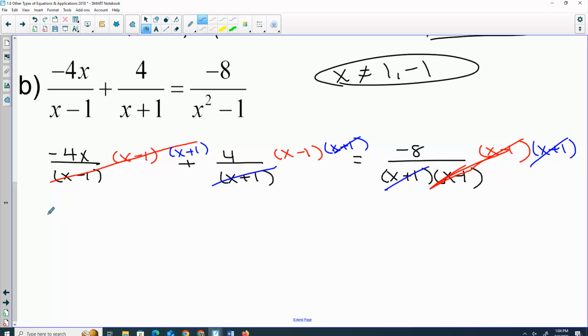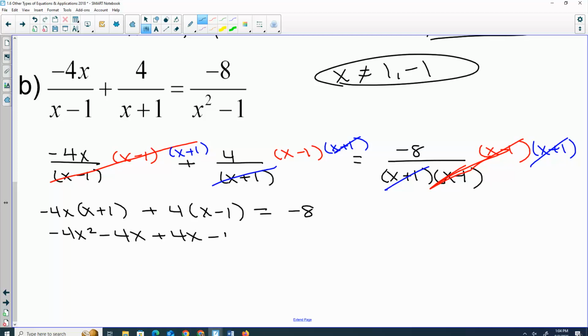So at this point, in the first one, I had the negative 4x and we have an x plus 1 remaining. In this term, we had a 4 and we have an x minus 1 remaining. Over here we had negative 8 and everything else dropped out. So now we multiply it out. So negative 4x squared minus 4x plus 4x minus 4. So negative 4x and positive 4x cancel.